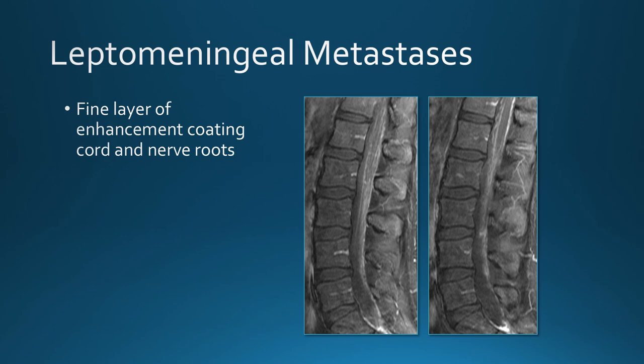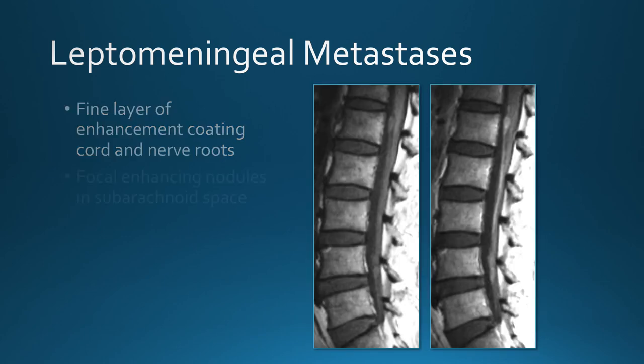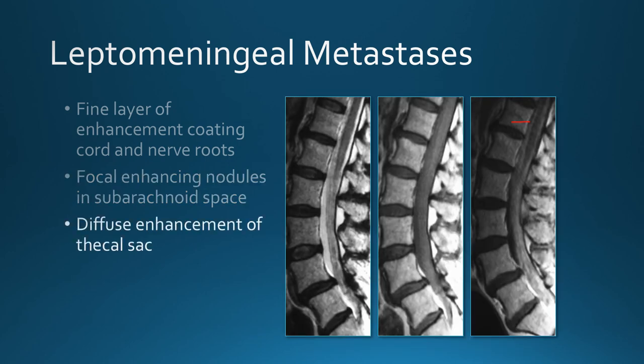Leptomeningeal metastases can have three different appearances. First, you may see a fine layer of enhancement coating the spinal cord and nerve roots. Second, you can have focal enhancing nodules. This patient has both a focal enhancing nodule here, as well as some linear enhancement along the nerve roots. And finally, you can have diffuse enhancement of the subarachnoid space. Notice here, the entire subarachnoid space is enhanced. This is a post-contrast T1 weighted image. Almost looks like a T2 weighted image because the whole CSF is enhanced.